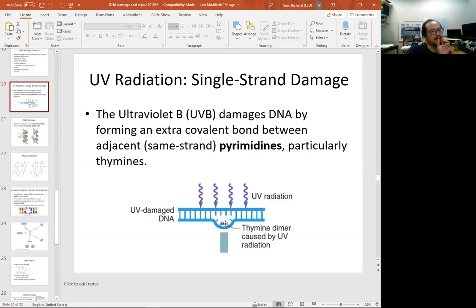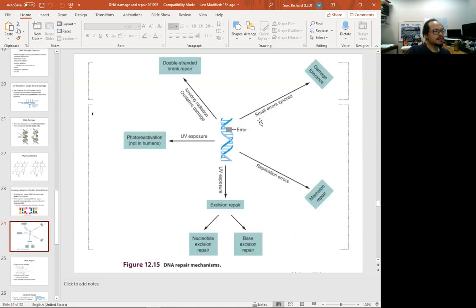If this piece is short, only like 5 nucleotides, then this is a nucleotide excision repair. If it's long, then it's a longer excision repair, base excision repair. It's all that: chunk it off and replace it. We can have a mismatch repair. We can have, this one is not in human, photoreactivation. Basically we can take the energy from thermal energy to conduct the chemical change, to conduct this repair. We can have DNA tolerance.